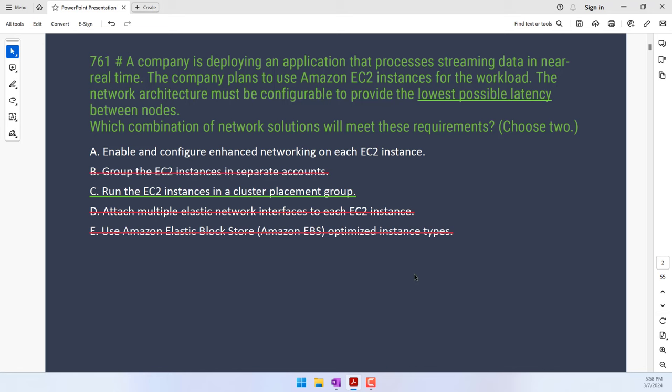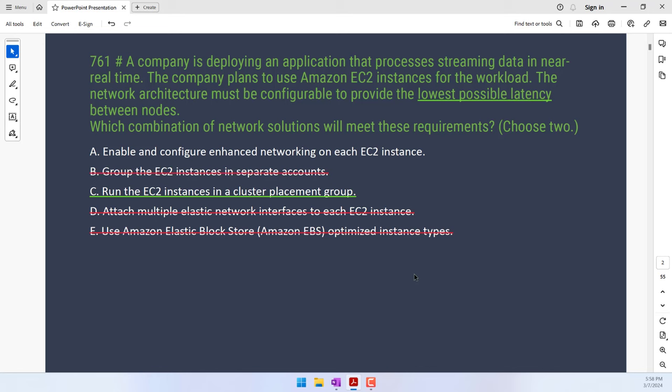A pharmaceutical company is developing a new drug. The volume of data that the company generates has grown exponentially over the past few months. The company's researchers regularly require a subset of the entire data set to be immediately available with minimal lag. Immediately, a subset. However, the entire data set does not need to be accessed on a daily basis.